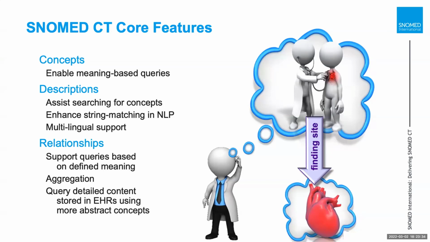relationships, and they support queries where we use the definition of concepts. So we not only rely on the concept identifiers, but we actually use the defining characteristics for creating queries that require aggregations to be based on the meaning of the codes, and queries over the detailed content stored in our electronic health records.